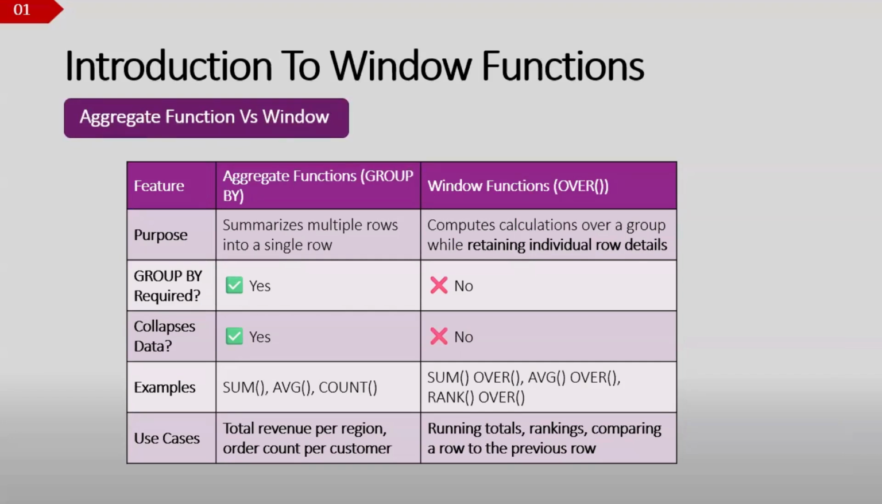Does aggregate function collapse the data? Yes, but window function doesn't collapse the data. Examples of aggregate function are sum, average, count, but in window function there is even more: sum, average, count, and also rank, dense rank, lag or lead, last value, first value, and a lot of functions. We will take them today, or we will know about them today. Use cases, for example, total revenue per region. For window function, you can calculate the running total, and we will take an example on running total today.